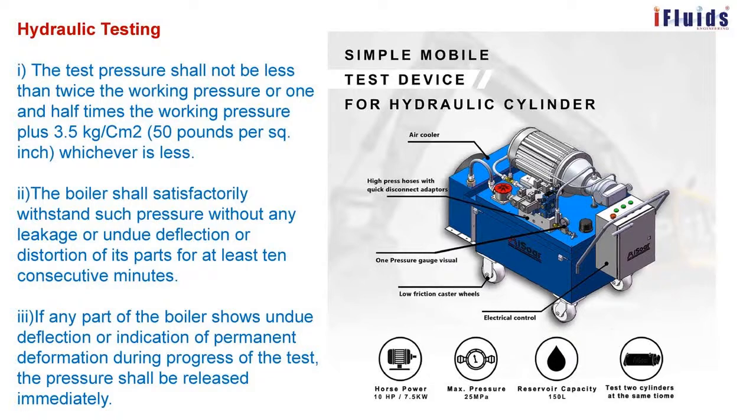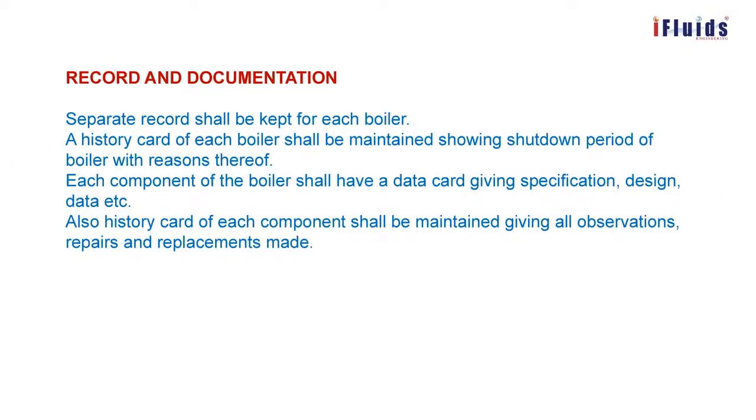The test pressure shall not be less than twice the working pressure or 1.5 times the working pressure plus 3.5 kg, whichever is less. That should be the test pressure. The boiler shall satisfactorily withstand such pressure without any leakage or undue deflection or distortion. If any parts of the boiler show undue deflection or indication of permanent deformation during progress of the test, the pressure shall be released immediately. Based on the observation, you can clear the test or you have to look for any leak and take up the repair work.